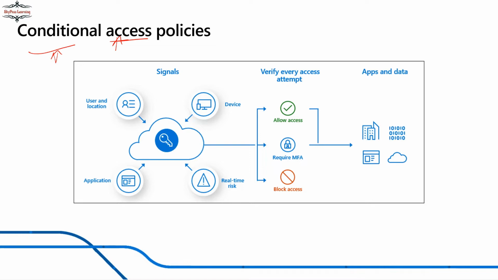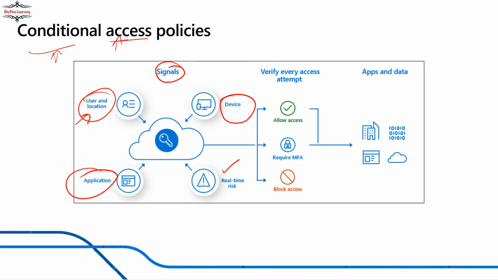Whenever we are talking about conditional access in Azure Active Directory or in Azure, it mainly focuses on four basic components. One is the user and their location. The second one is the device. The third one is the application. Apart from that, it also helps you with real-time risk identification. These are the four components known as signals here.